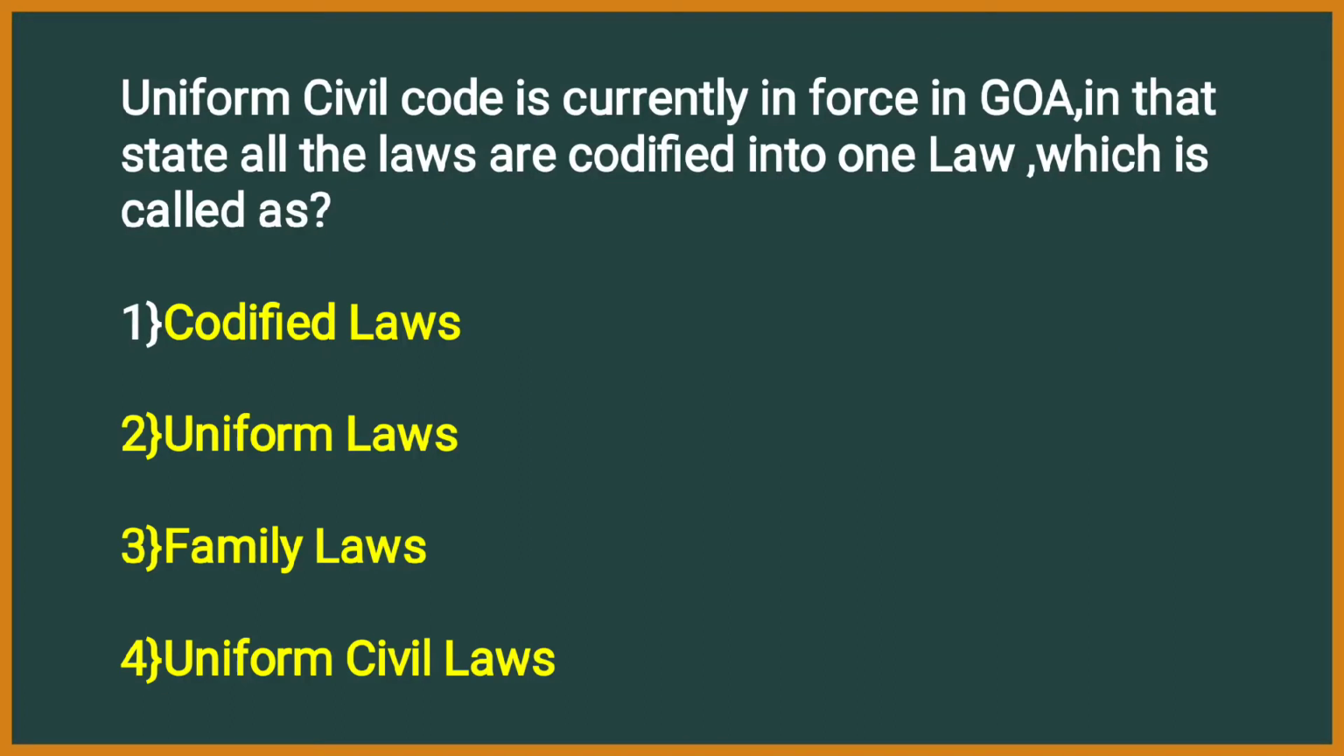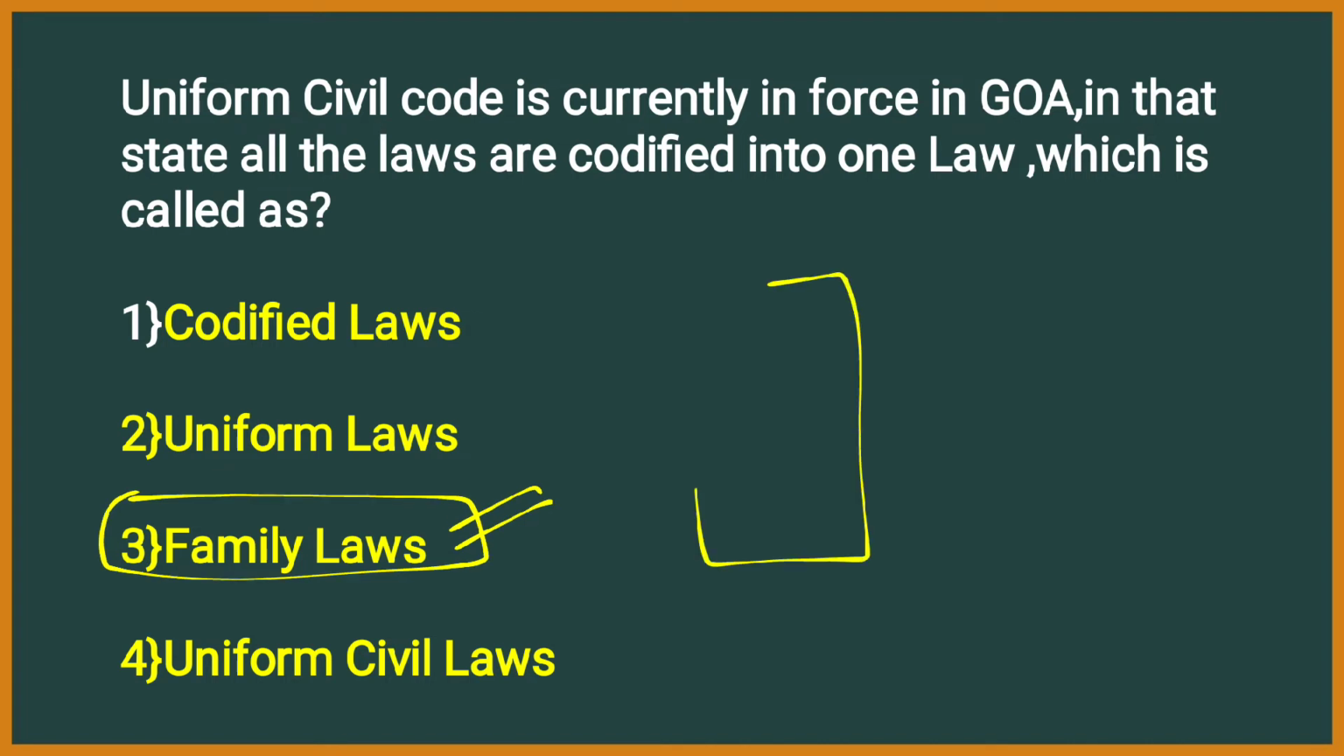Next question. Uniform Civil Code is currently in force in Goa. In that state, all the laws are codified into a single law, which is called: first, codified laws; second, uniform laws; third, family laws; and fourth, uniform civil laws. Here the right answer is family laws. All the laws have been codified into a single law, and that law is called family law.